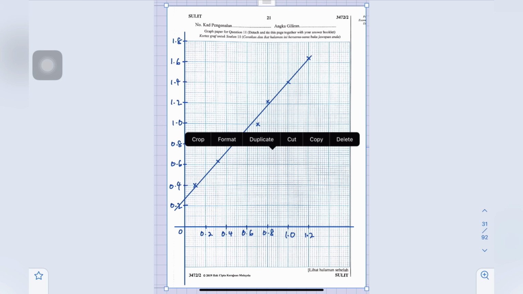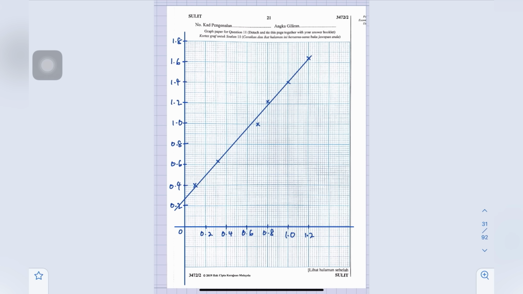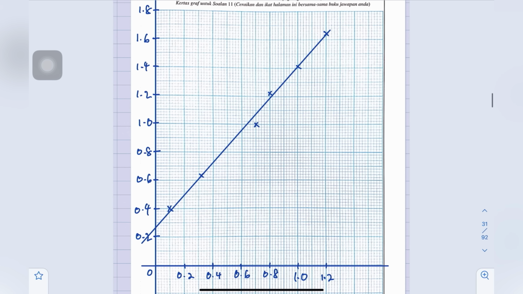Okay, so this is the straight line yang you akan dapat. So then best fit straight line. Okay, here I got 3 points yang tak kena. Yang belah bawah satu, belah atas dua. Mesti balance. Okay, so first of all, we need to find the gradient and the big Y intercept for this graph. First of all kita cari dulu dia punya gradient.